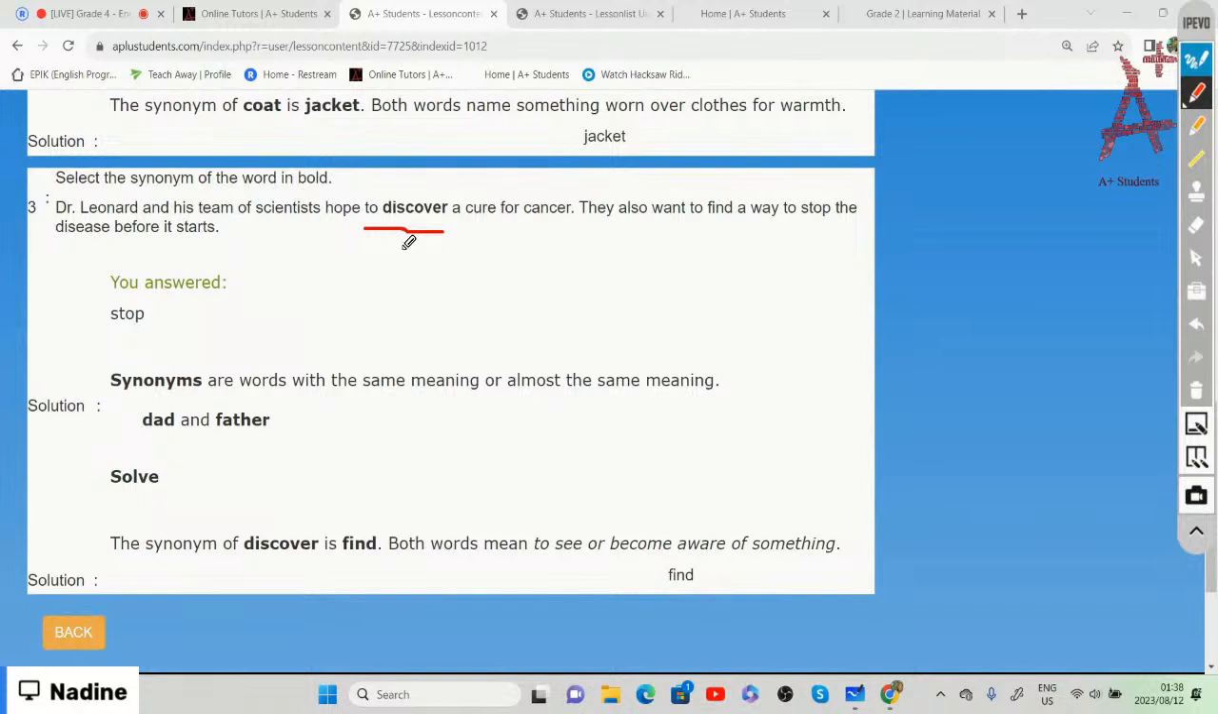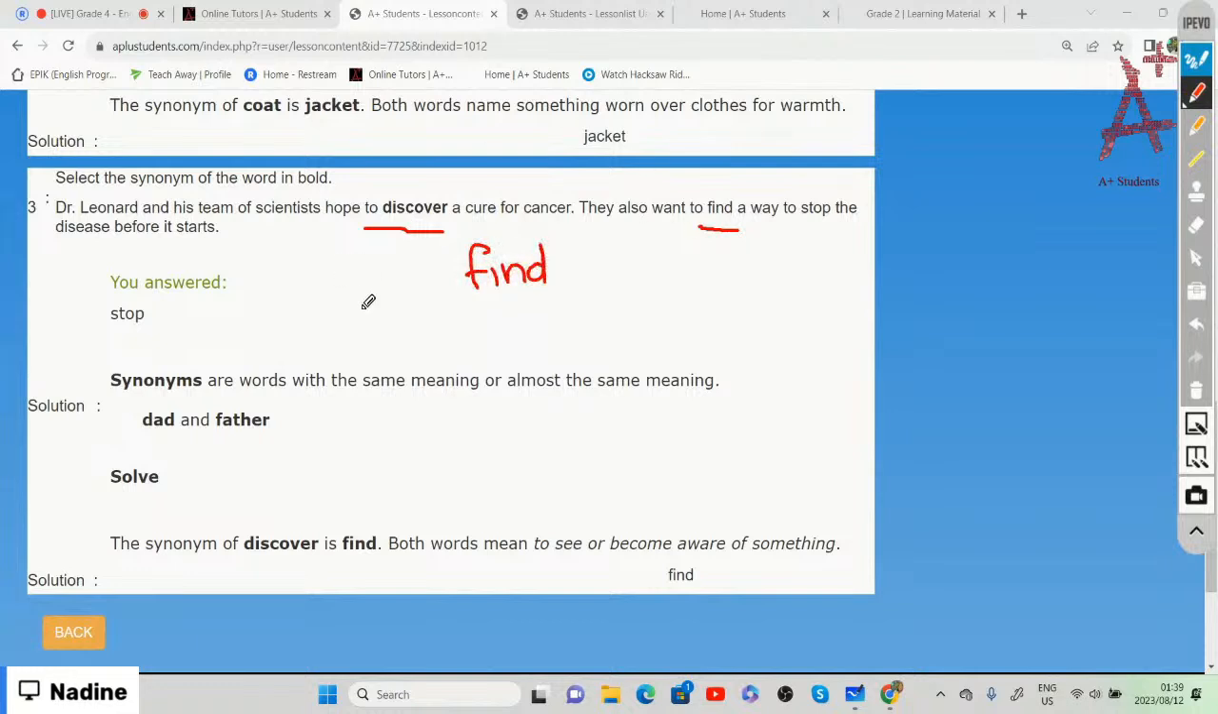So we need to find another word within our sentences that means the same as to discover. Discovering a cure for cancer. If you want to discover a cure for cancer, it means that you want to find a cure for cancer. So the synonym of discover is to find, right?